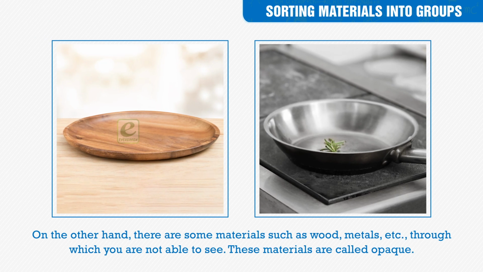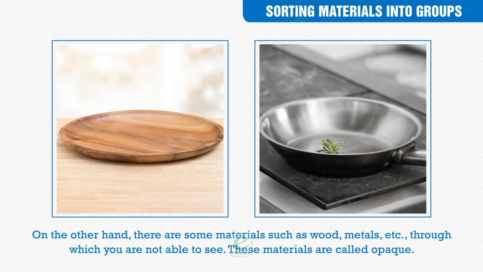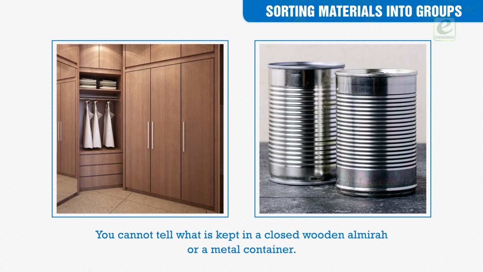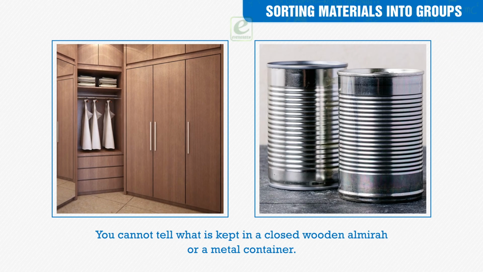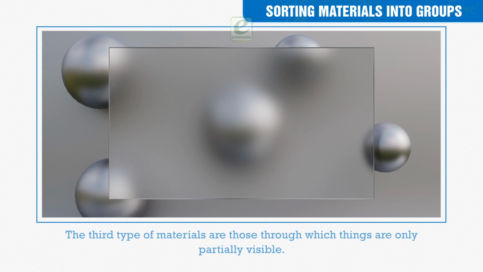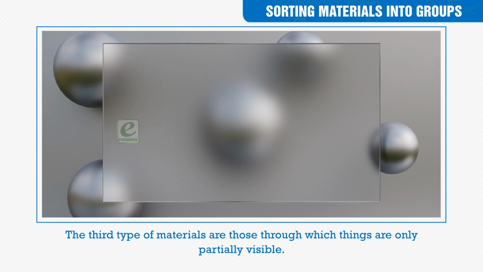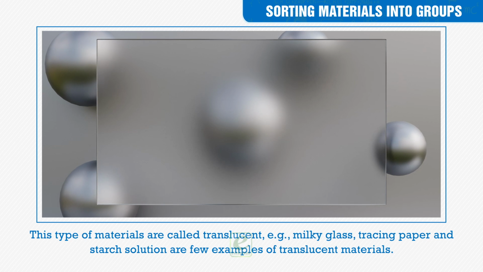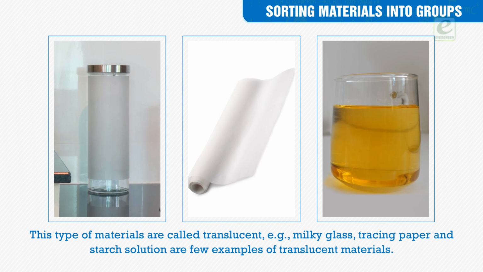On the other hand, there are some materials, such as wood, metals, etc., through which you are not able to see. These materials are called opaque. You cannot tell what is kept in a closed wooden almirah or a metal container. The third type of materials are those through which things can only partially be visible. This type of material is called translucent. Milky glass, tracing paper, and starch solution are a few examples of translucent materials.